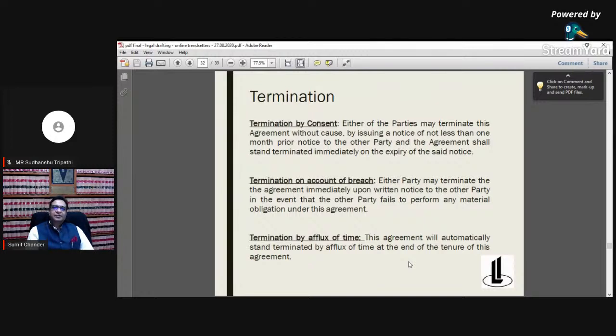Second is termination on account of breach. Now, either party may terminate the agreement immediately upon written notice to the other party in the event that the other party fails to perform any material obligation under the agreement. So, in case of a breach of the agreement, the termination can be immediate upon written notice. There you don't have to give 1 month notice.